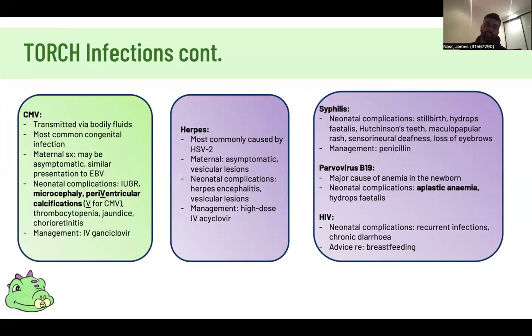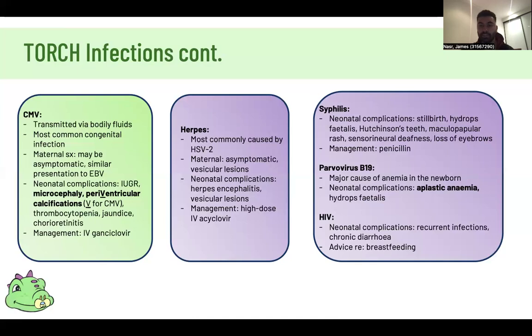Moving on to the other infections, there's a whole bunch of them. I've listed the main three as syphilis, parvo, and HIV, but there are a bunch of other ones. The neonatal complications of syphilis can be very, very severe. So stillbirth and hydrops fetalis would obviously be the two very severe ones. Hutchinson's teeth is quite specific to congenital syphilis, so maybe searching a picture of that could be beneficial. And then your other things, your maculopapular rash, sensorineural deafness. And the main management for this is just penicillin.